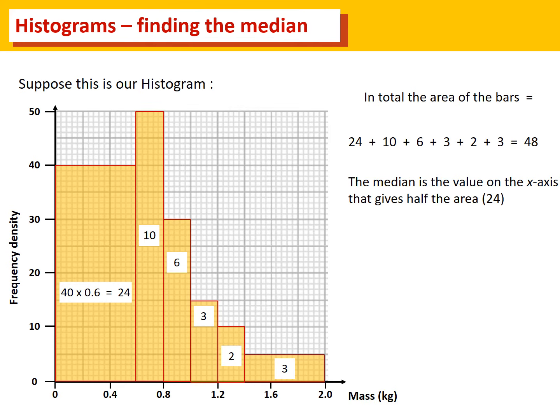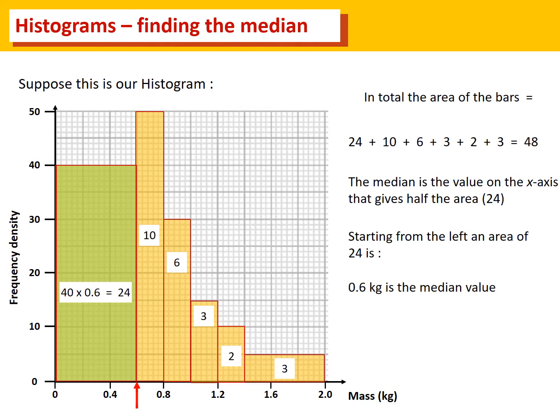So where's the value on the x-axis, where we have an area of 24 to the left of that value and an area of 24 to the right of that value. Now, starting from the left, an area of 24 is given to us in that first bar. It just so happens that first bar is an area of 24, and therefore we can see on the x-axis, 0.6 kilograms is the value where to the left of it the area is 24, and to the right of it the area is 24, which means 0.6 kilograms is our median value.